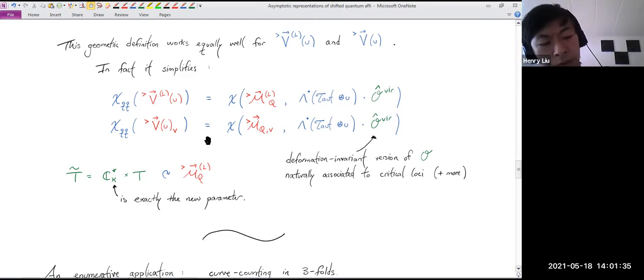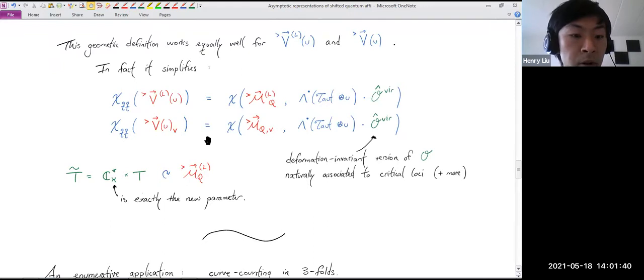Okay, so that's all I wanted to say about Q and QQ characters. Before we continue to an actual application to enumerative geometry, I'll pause and ask again if there are any questions.